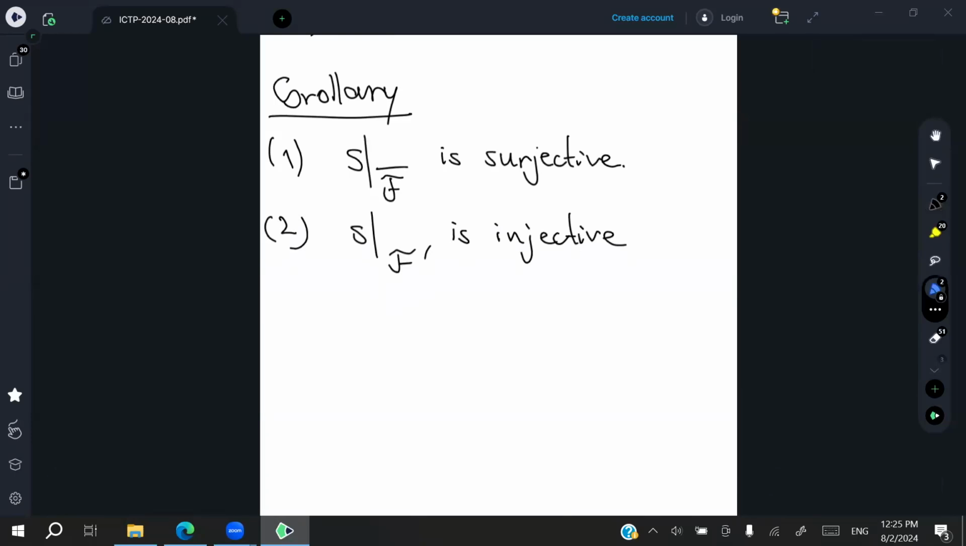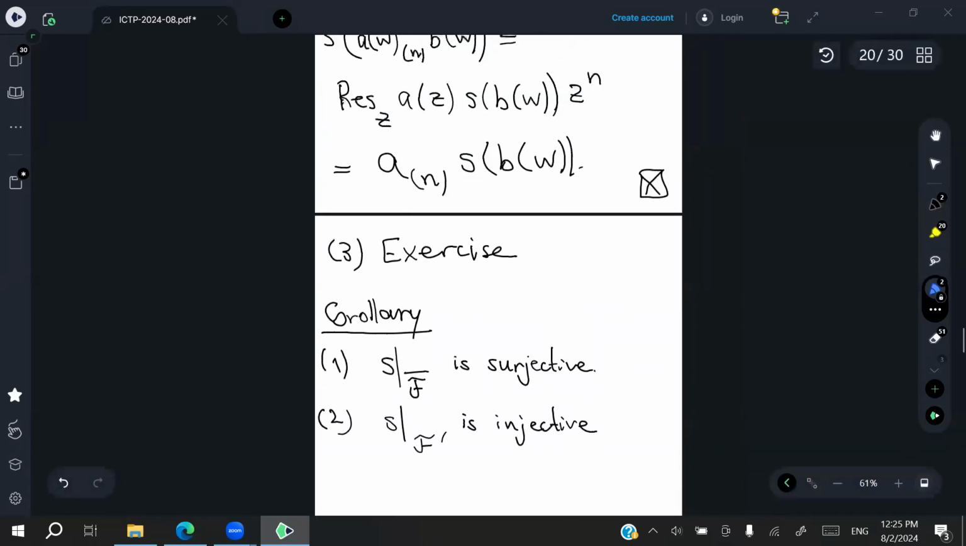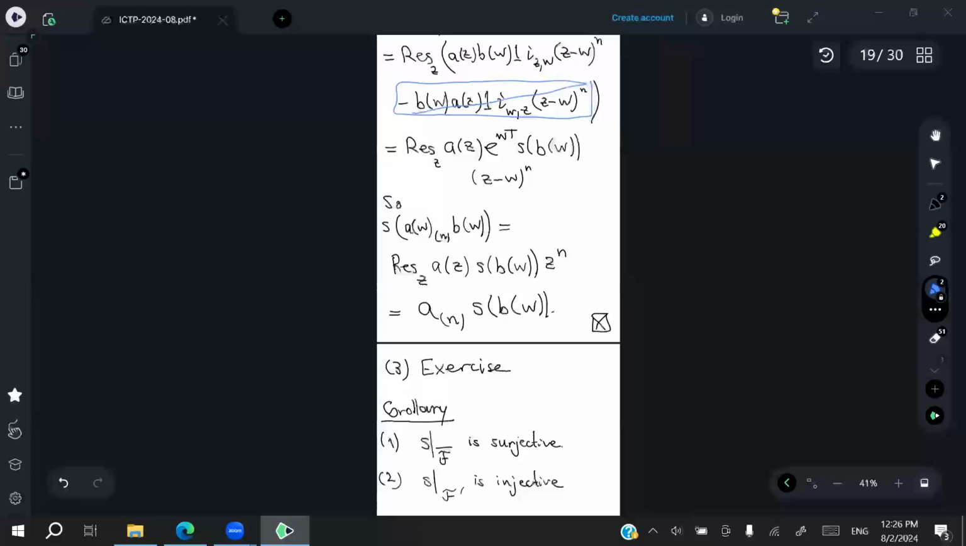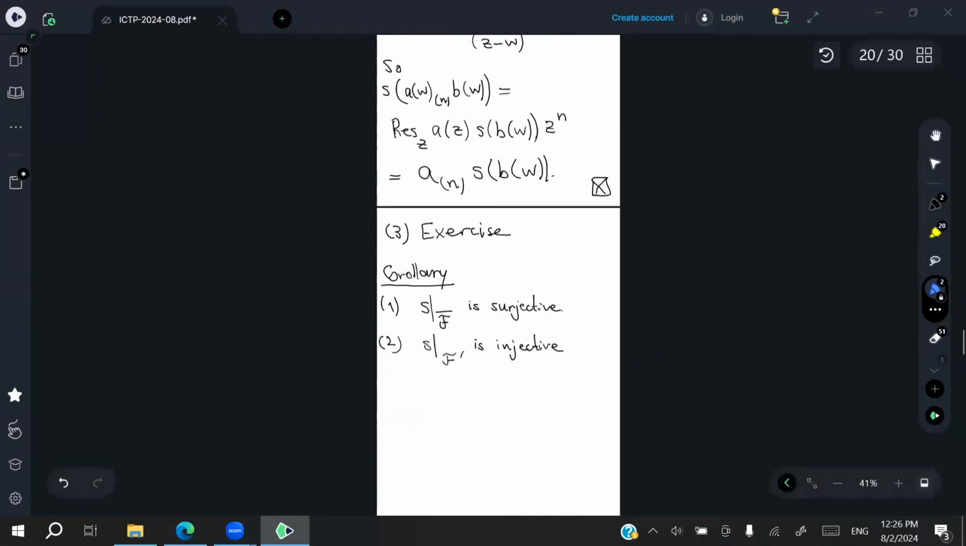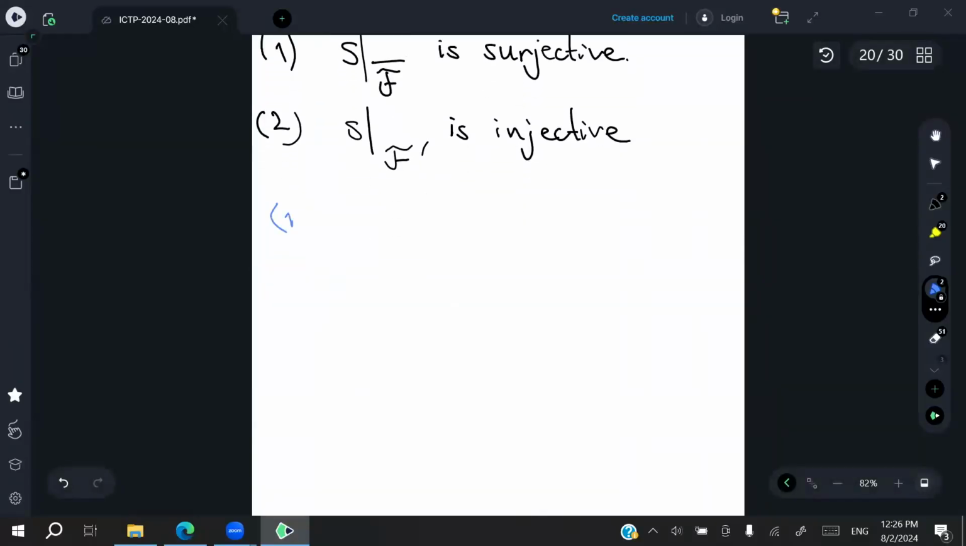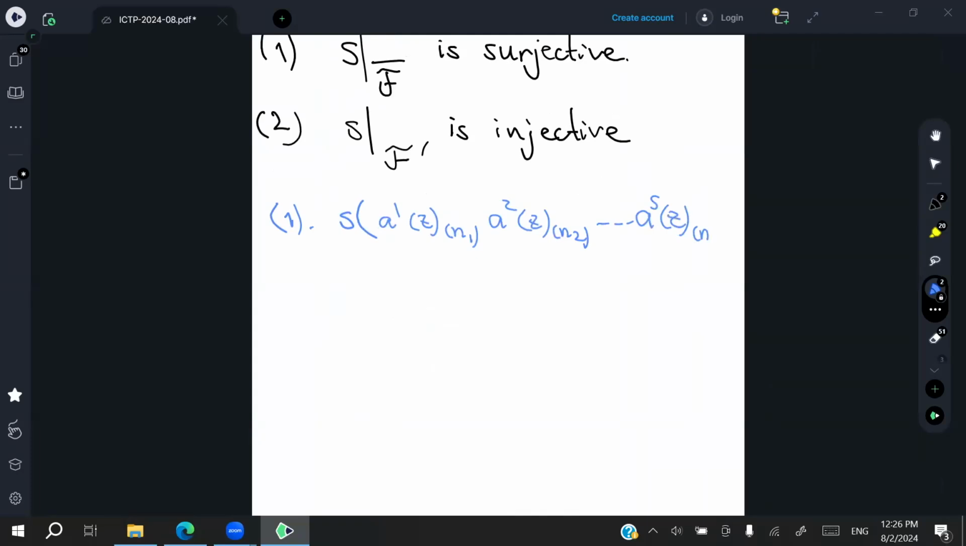So the proof of 1 is pretty clear. Using the previous part, using the theorem, you know that S behaves well with respect to nth products, right? So say it this way: A1 of Z, N1, A2 of Z, N2, etc., AS of Z, NS. S of 1 actually is just A1, N1, A2, N2, so on, AS, NS.